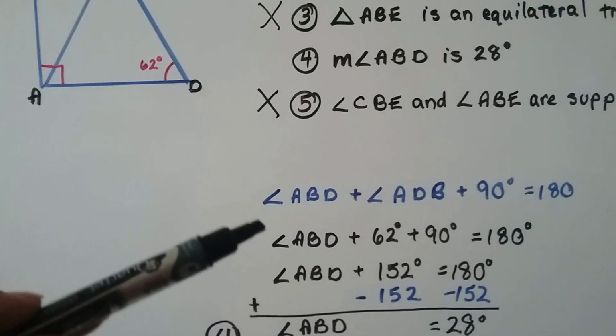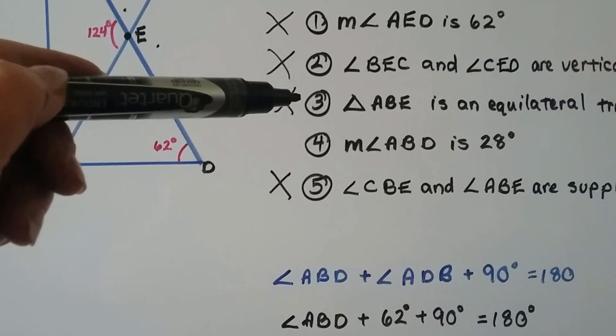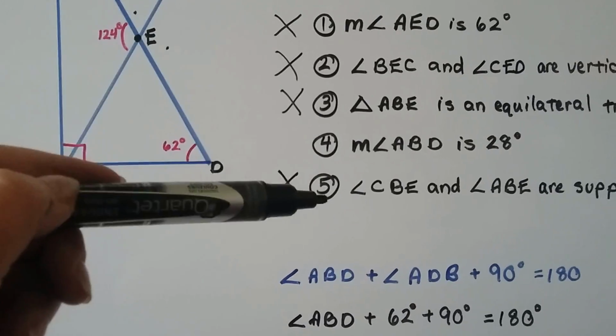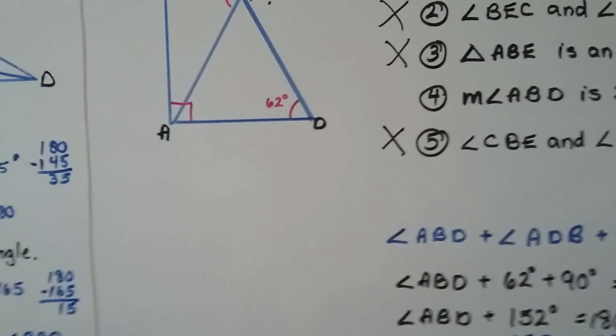So yeah, it was 28. And like I said, you really probably didn't have to do that. If you absolutely are sure, without a doubt, that these are not it, it's got to be that one, process of elimination, right?